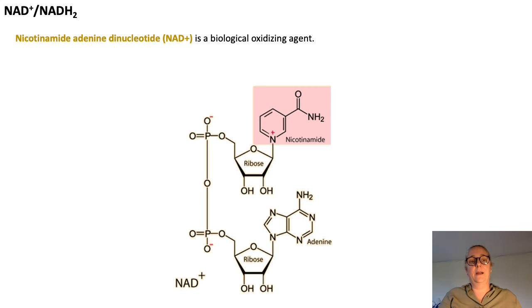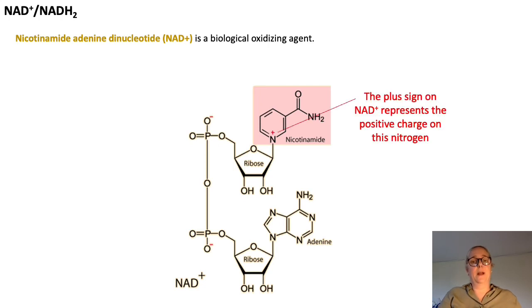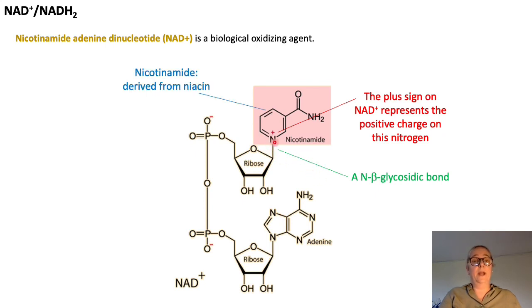NAD, also known as nicotinamide adenine dinucleotide, is also a biological oxidizing agent. If we look at the structure of NAD, the plus sign here denotes the positive charge on this nitrogen in the part of the nicotinamide. There is also an N-beta glycosidic bond here, and also we have the nicotinamide, which is then derived from niacin.